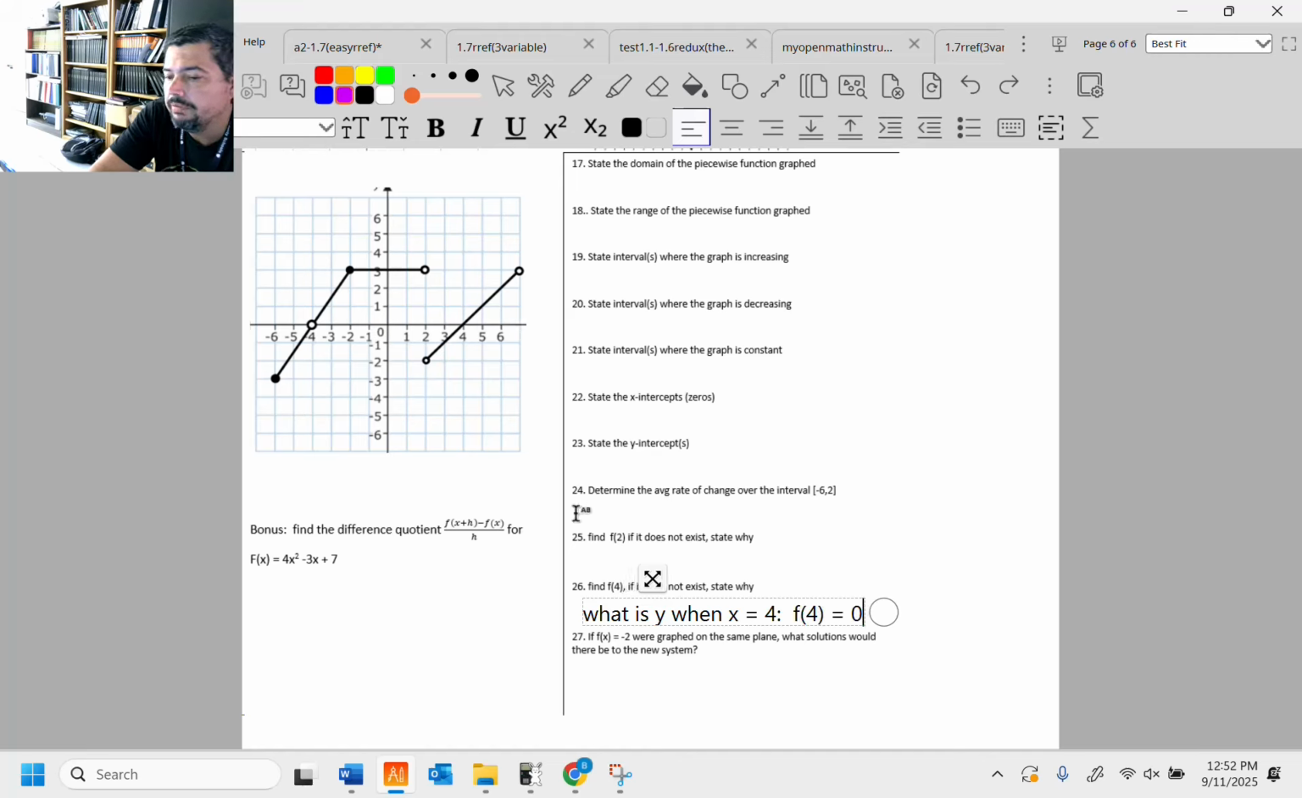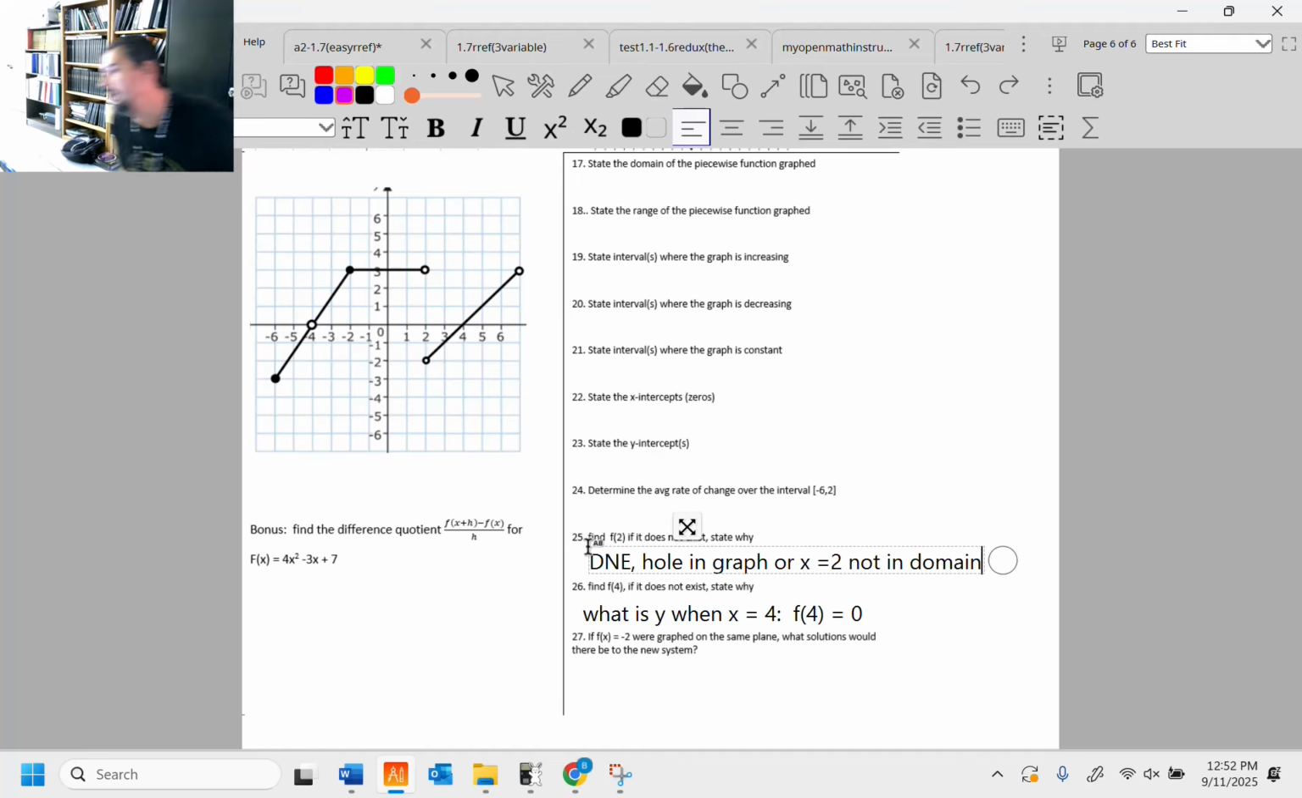Find f of 2 if it exists. If it does not exist, state why. Well, it doesn't exist because there's a hole in the graph. In fact, x is not even allowed to be 2. I'll accept hole in the graph, or x equals 2 is not in the domain. Because it's not in the domain of this function. X is not allowed to be 2. It was a dumb question to ask in the first place.